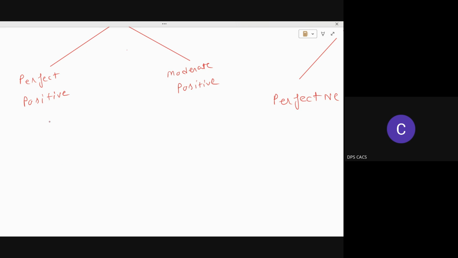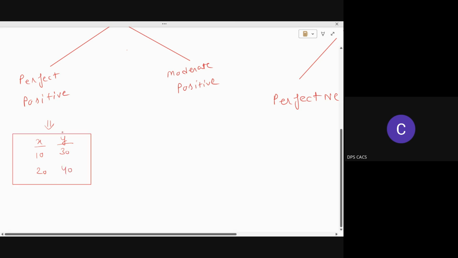So that previous example where x was 10 and 20 and y was 30 and 40 is a perfect positive correlation. Yes or no? They are moving in same direction. Yes, sir. They are moving with same value. Any problem? But if I say that 30 to 38 is there, then positive is there, but it is not perfect because it is moving by 10 and it is moving by 8 only. So you can say the magnitude is not same.